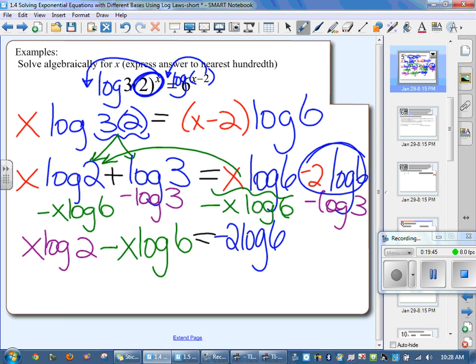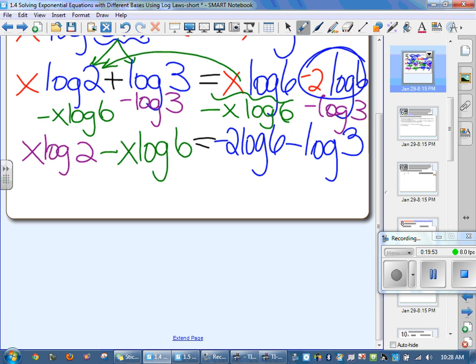Okay? Now at this step, this is where I've got to factor out x on the left. I need x by itself in front of a bracket. So I divide all this by x. So I factor x out and open a bracket, and I write down the left-hand side without x in it. So that means I'm going to write log 2 without the x, and I'm going to write log 6 without the x. So minus log 6, because the x came out in front.